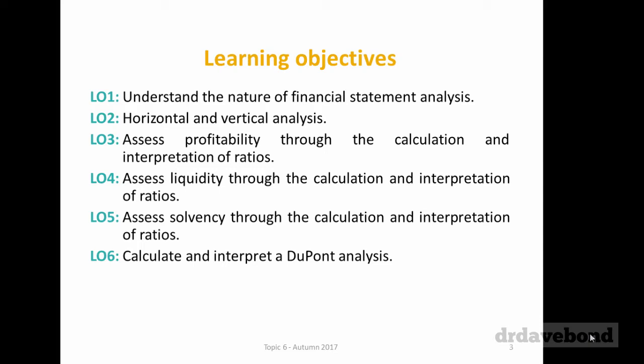We've talked a little bit about the front end, to understand the nature of financial statement analysis. The second one often breaks into two. So we talk about horizontal, which, as the name suggests, is when you've got a set of financial statements in front of you. Horizontal analysis looks across the page. Vertical analysis looks down the page, so kind of makes sense. So we'll look at those.